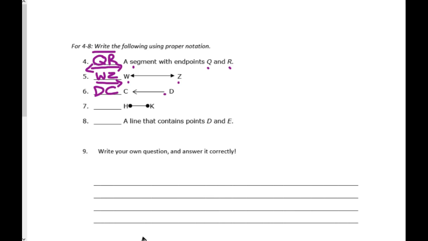Okay? 7 is what? Okay, 2 endpoints is called a line segment. So I write the letters H and K, and on top I'm going to put a segment. Okay, we have a line with DE, so put D and E, and on top I'm going to put a line with 2 arrowheads, right?